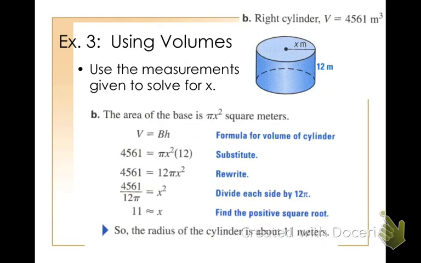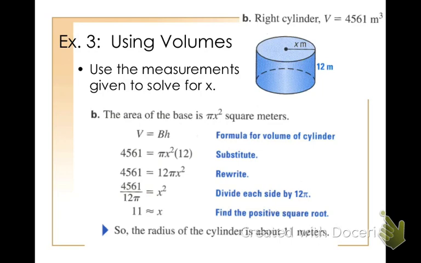Same would happen if we were looking at a right cylinder, and we know that the volume is 4,561 meters cubed. We need to find the radius if we're looking for that. The height is given as 12 meters, and then the radius is x meters, and that x stands for the variable of an unknown that we don't know. So we substitute in the values, 4,561 for V. We have pi x squared times 12. So just rearranging them, you have 12 pi x squared.